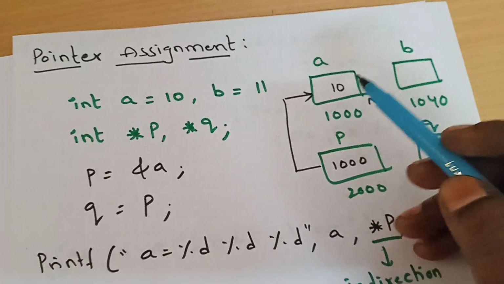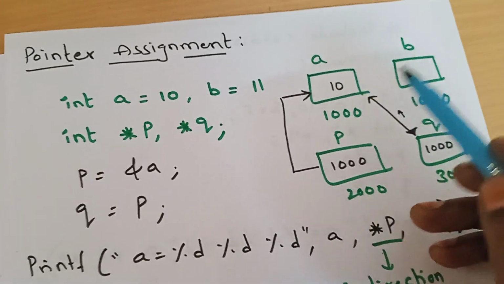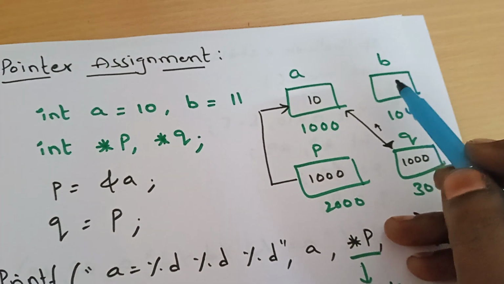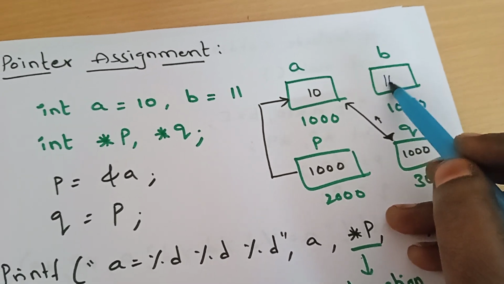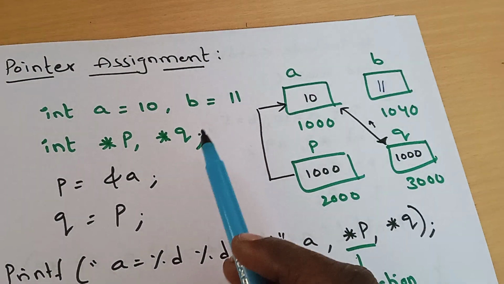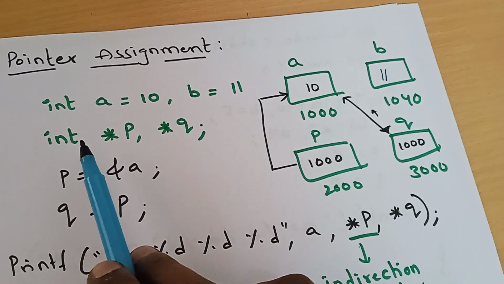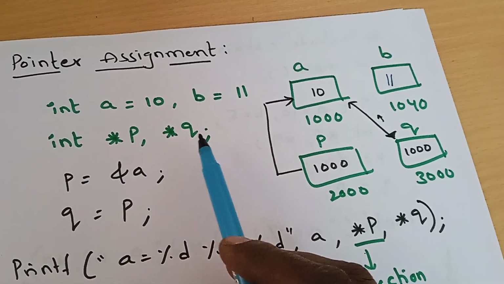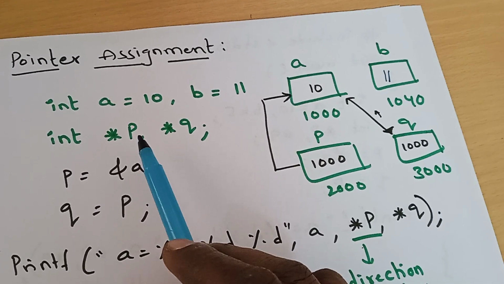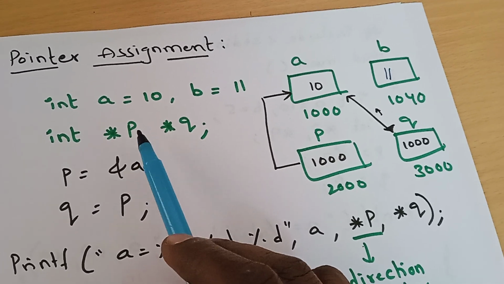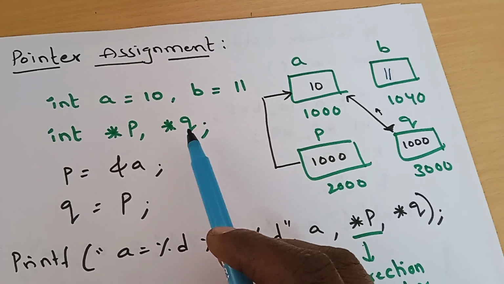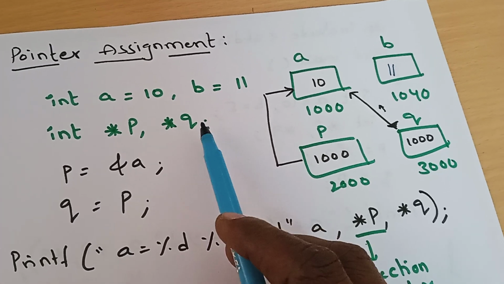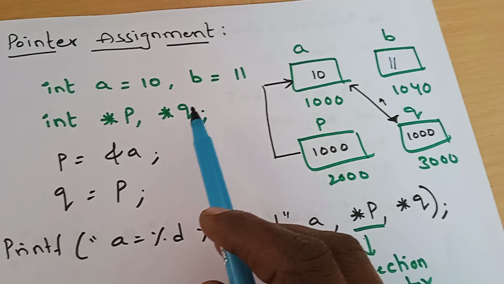Okay, now a is updated with 10. Now b is updated with what? 11, right? So I have given 11 here. Fine. Now the next statement is what? int star p and star q. What is star p? It is declared as a pointer variable. Star q is declared as a pointer variable.